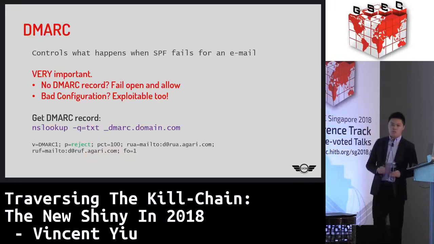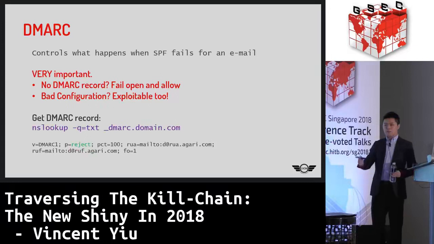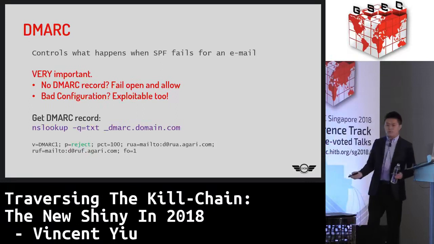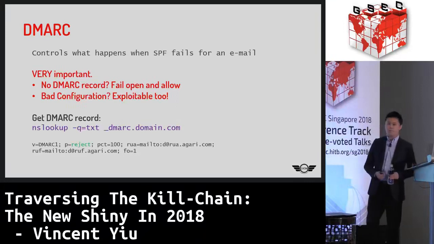So if there's no DMARC record whatsoever configured and it fails the SPF, so if I'm sending an email from my IP, but it's actually not in your allowed list, it will still let it through. It will make it into your inbox because it fails open and allows the email. And also in some bad configurations, you can also spoof the email.